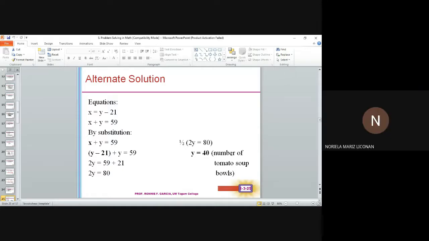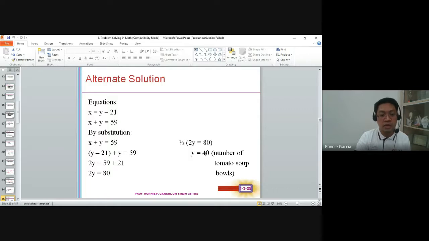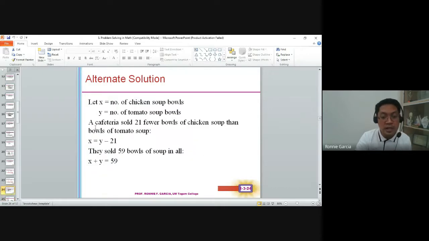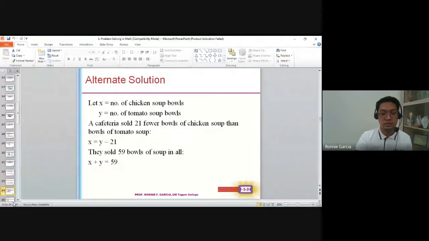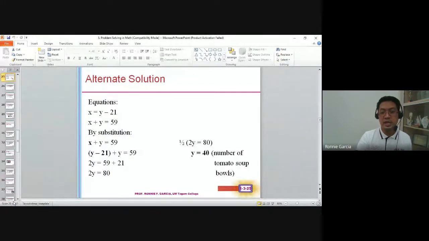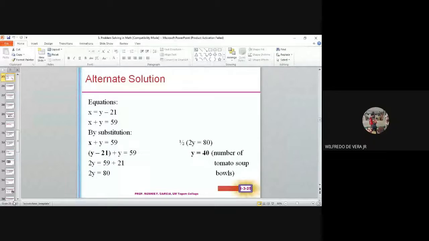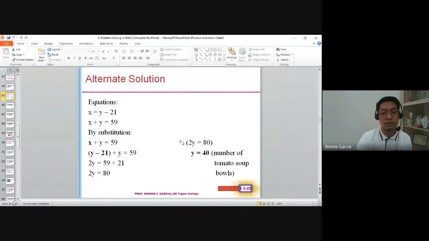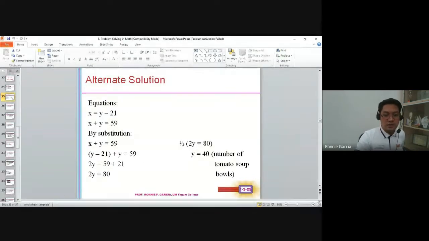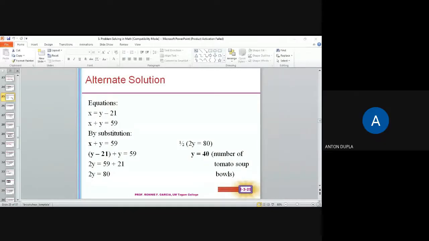40. The number of tomato soup bowls is 40, because if we go back, y is the number of tomato soup bowls. Right? And that is the question. So I hope you followed. That is the alternate solution. If you don't want to do the guessing from earlier, then you can solve using algebra. You can still get the correct answer. Questions before we proceed? None, sir. Answer na. Okay.